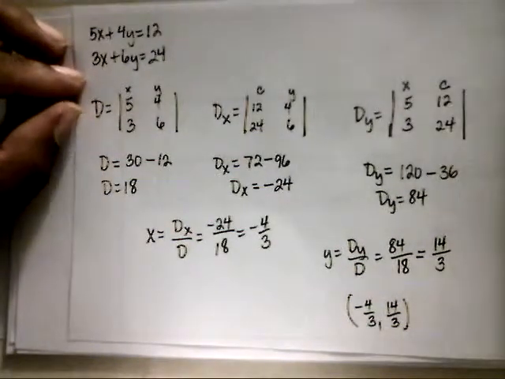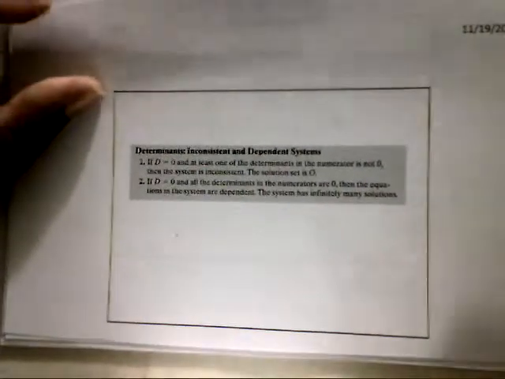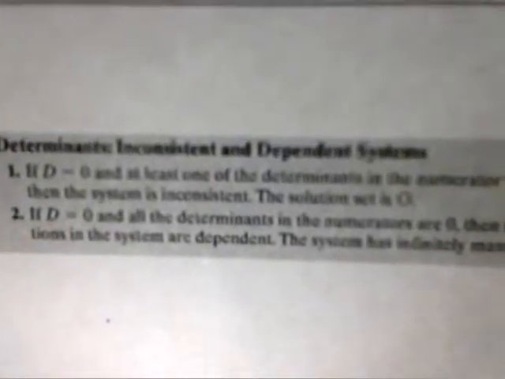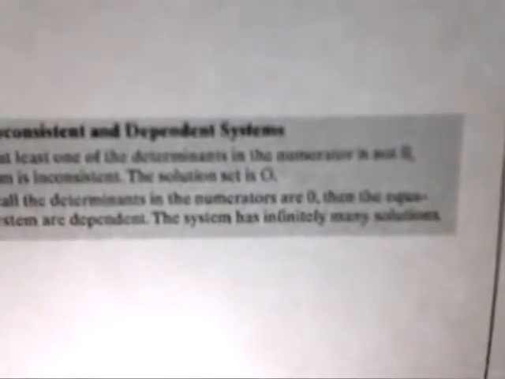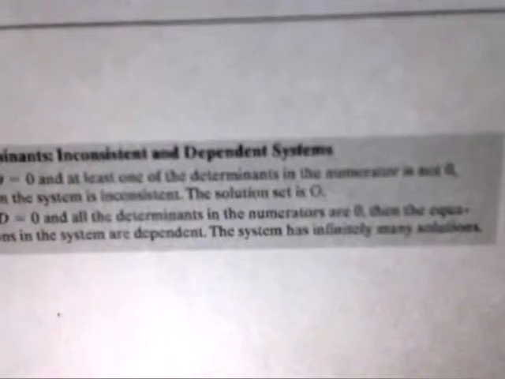All right. Now the next thing we'll talk about is a couple of special cases where you might have inconsistent and dependent systems. What this says here is this: if your d, which is your determinant of your denominator, is 0, and at least one of the determinants in the numerator is not 0, then that system is inconsistent, meaning that your solution set will be the empty set. That's basically what this first one says.